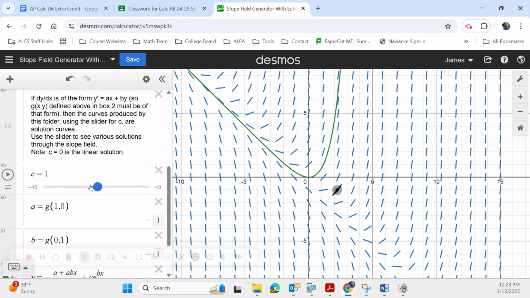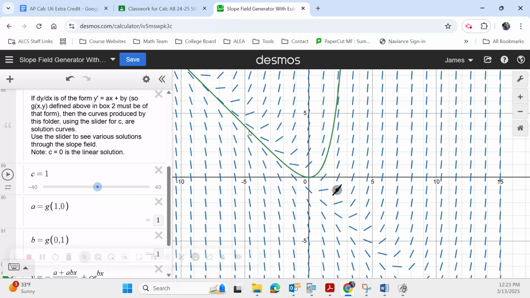So what I'm going to do is move this slider to move that green curve through the slope field, and you can kind of see how it fits. But first, look at how it is right now. Whenever the green curve is near a hash mark, it's going through it with the same slope. When it's a little further from a hash mark, it's going to be a little bit off because it's not at the same slope as that hash mark.